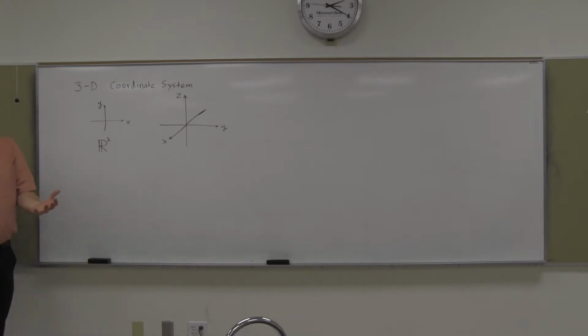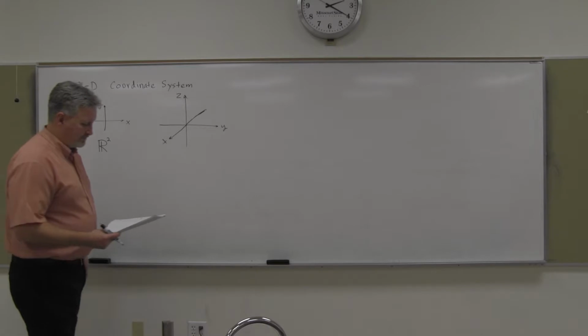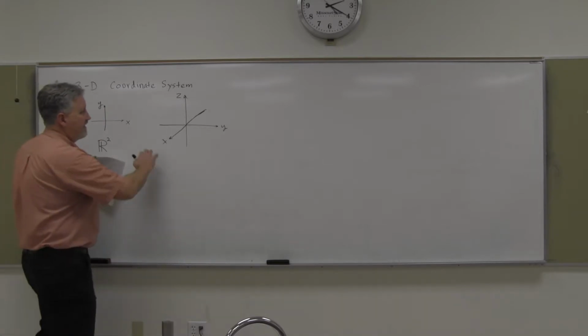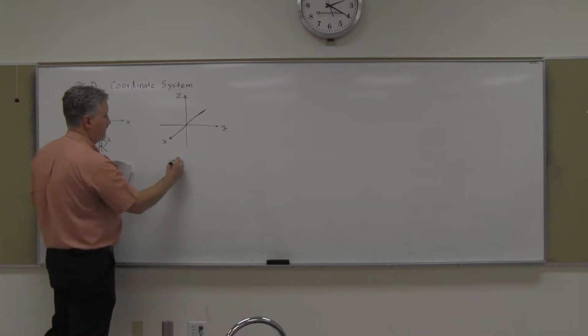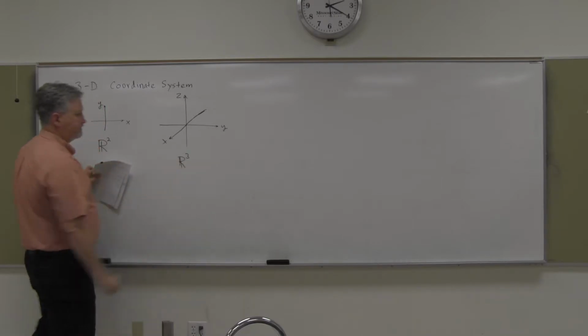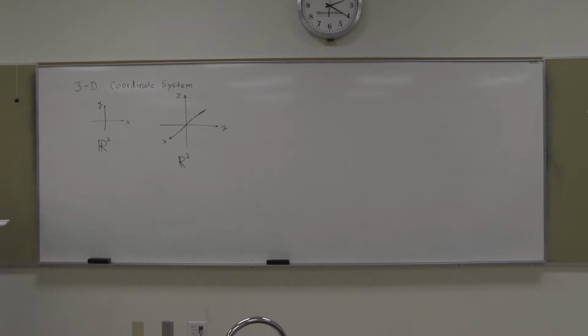It's harder to draw, for me anyway. It's harder to draw stuff in three dimensions. We'll get a little bit of practice. But anyway, we've got three real number lines oriented here. So if they refer to R3, R cubed, that's just referring to the three-dimensional coordinate system.